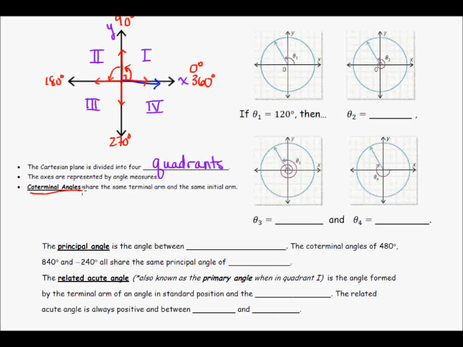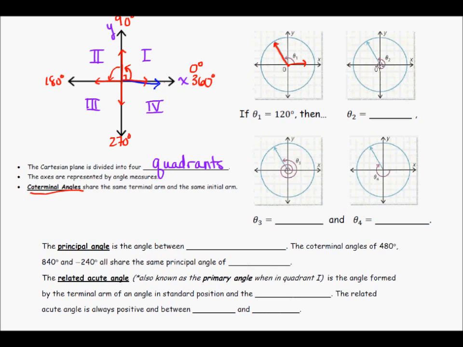Coterminal angles are angles that have the same terminal arm, same position of the terminal arm, and the same initial arm, but it might mean that I've rotated around a different number of complete times. So here are examples. Here is the angle theta 1. We've got our initial arm on the positive x-axis, and our terminal arm that's been rotated in a positive direction. In this case, theta 1 is 120 degrees.